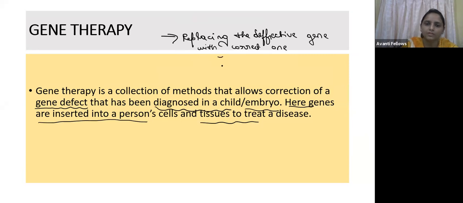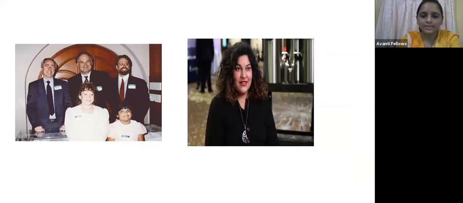Or the functional one. So this is what they will do in gene therapy. So guys, here is the first example. Here you can see the girl, her name is Ashanti De Silva. Here you can see the baby, right? So this baby is this girl.